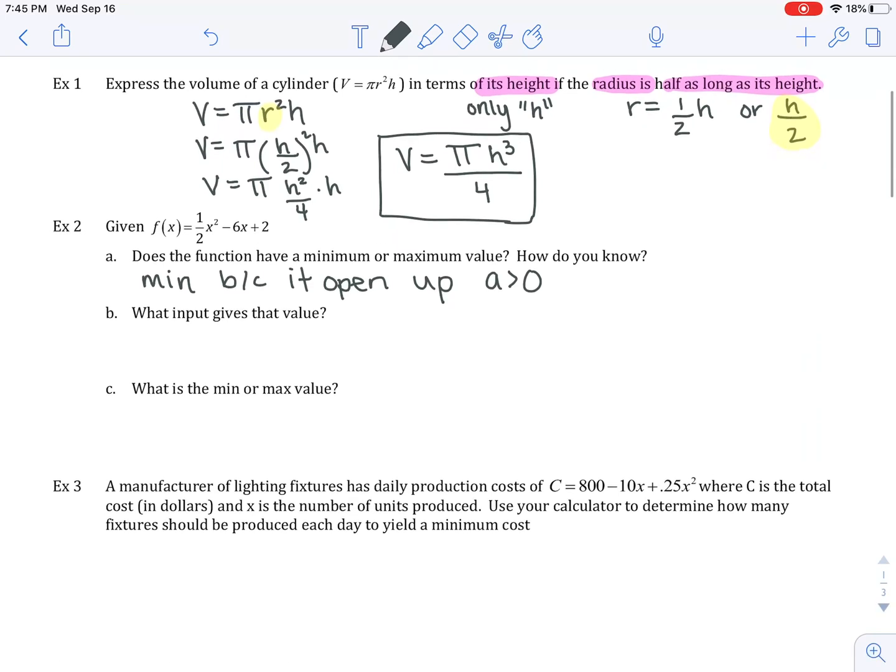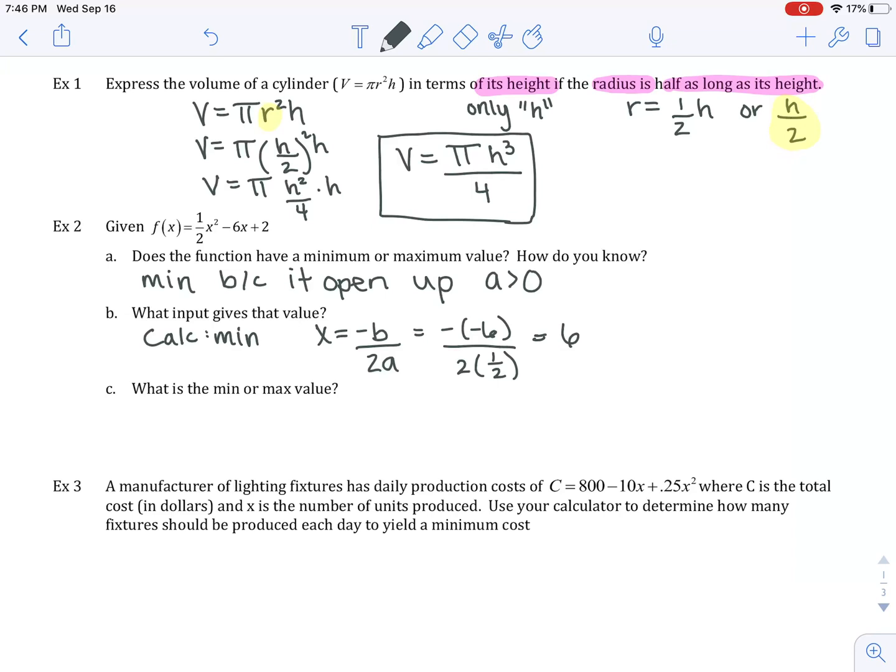For b, what input gives that value? So I am asking you, what is the x value of the vertex, okay? Inputs are x's, right? Outputs are our y's. So absolutely, you can just graph that guy and find the minimum. By hand, understand, it's like the axis of symmetry part, right? The opposite of b over 2a. So in this problem, that's a negative 6, so positive 6 on the top. 2 times half is just 1. So this does equal just a positive 6.